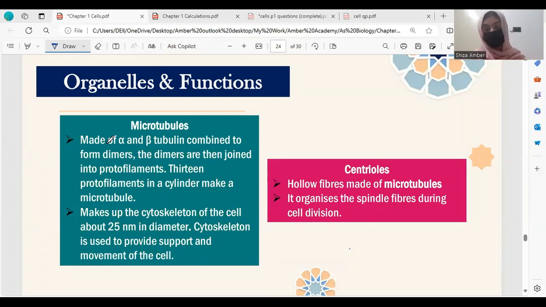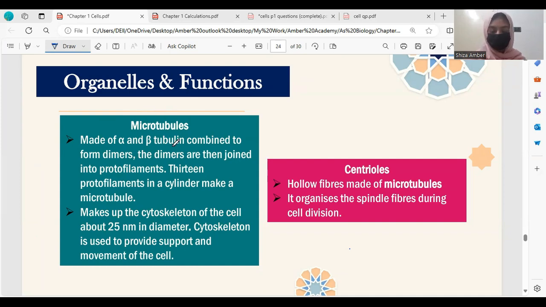Assalamualaikum to those who have just joined, and we are going to begin from microtubules. We already covered it in the previous week, but due to some technical glitch, we were unable to cover it in the live class. So, starting from the concept of tubulin, tubulin is a protein, okay, which makes up microtubules.